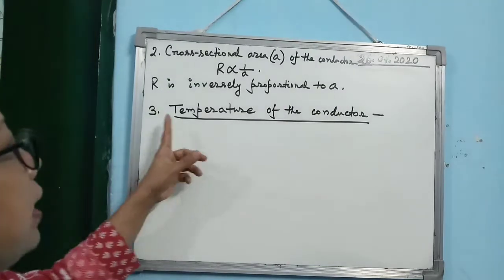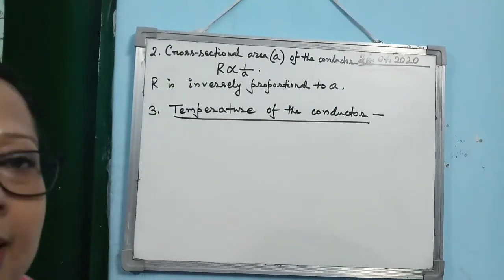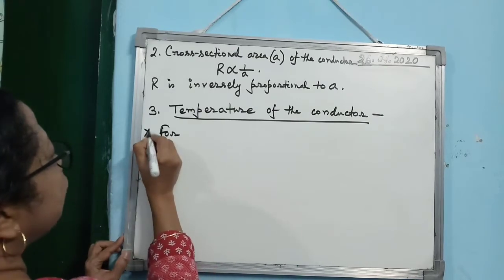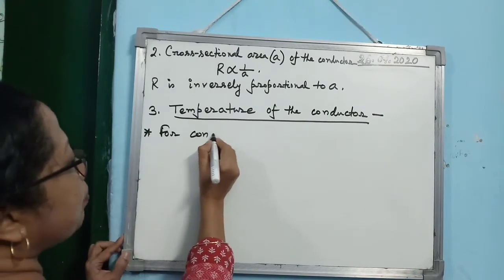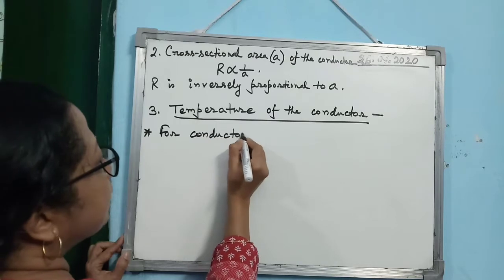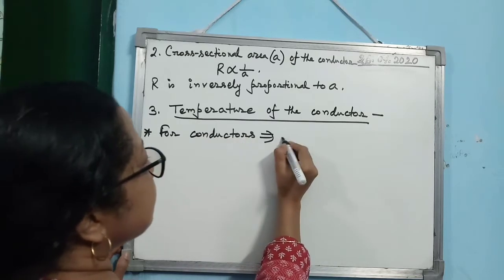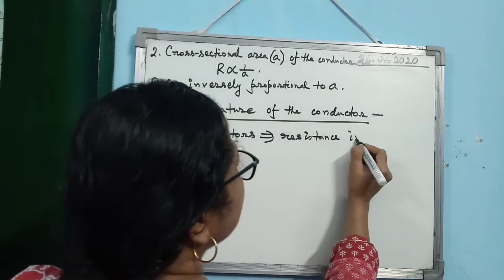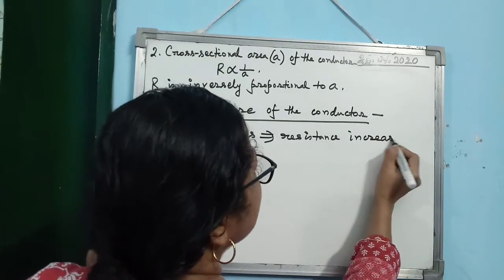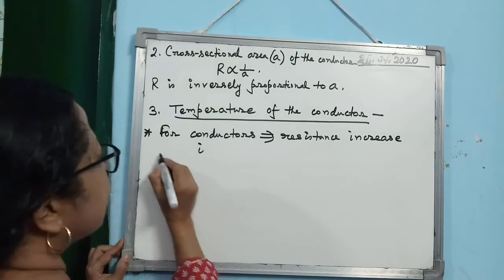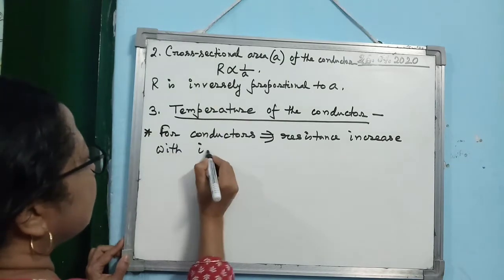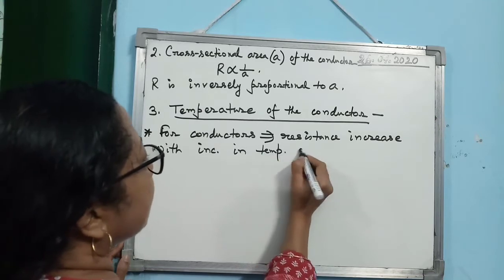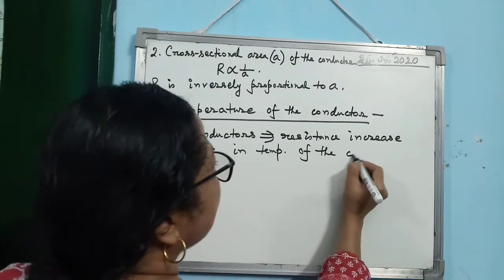The next factor is the temperature of the conductor. Now for conductors there are 3 points, and you must write them down separately. For conductors, resistance increases with increase in temperature. Resistance increases with increase in temperature of the conductor.